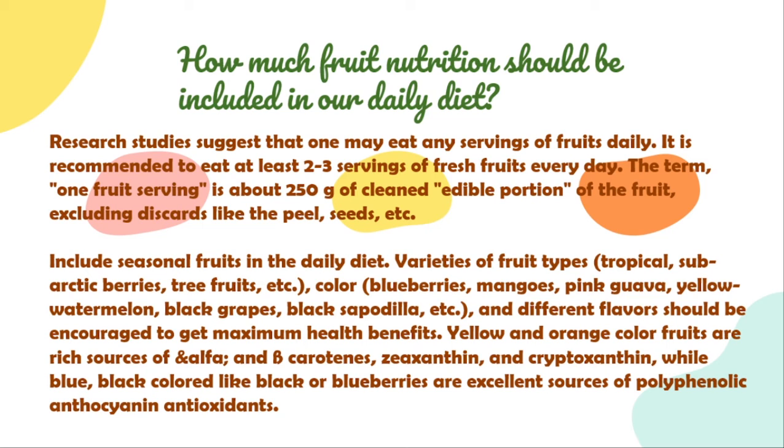So include seasonal fruits in the daily diet. So what are these? Varieties of fruit types, tropical, subarctic, berries, tree fruits, and etc. So colors are blueberries, mangoes, pink guava, yellow watermelon, black grapes, black sapodilla, and etc. And different flavors should be encouraged to get maximum health benefits. Yellow and orange color fruits are rich sources of alpha and beta carotenes. Wow! Zeaxanthin and cryptoxanthin, while blue-black colored fruits like blackberries or blueberries are excellent sources of polyphenolic anthocyanin antioxidants. Okay, so let's pronounce that: polyphenolic anthocyanin antioxidants. So you can get these from black and blue colored fruits or blueberries.